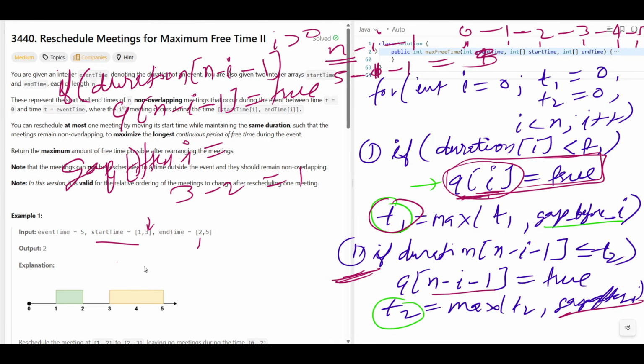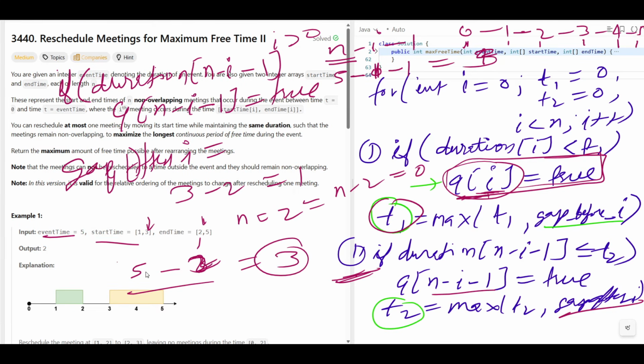Okay, let's suppose we take the event time, which is 5. So if we take 5 and the end time minus n minus 1, let's call n here 2, I considered it wrong. Okay, n is 2. So n minus 2 is nothing but it was 2 to 0, let's suppose 2. So what is at 0? It is 2 here. So if it's the last meeting, we'll say here we have 3.